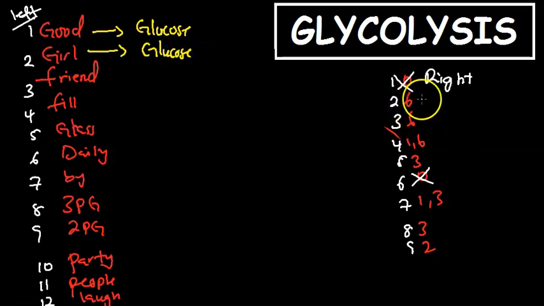What about number 2 here? On the right hand side is 6. It's going to be what? Glucose 6 phosphate. What about number 3?